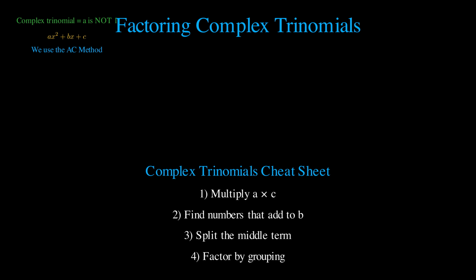Remember, if A is not 1, use the AC method. Multiply A and C, find the pair. Split the middle. Factor by grouping. That's the entire process.